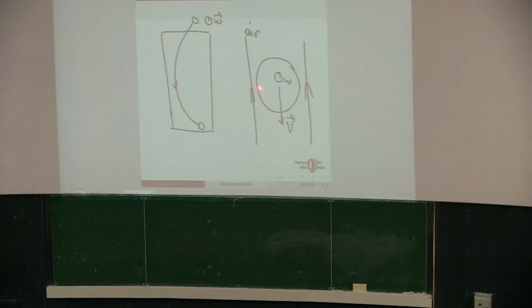Didn't you say that the relative velocity here is larger than the relative velocity over there? So the pressure over here is less than the pressure over here. So the force in this direction is larger than the force in this direction. So it should curve in that direction. But it curves in the other direction.